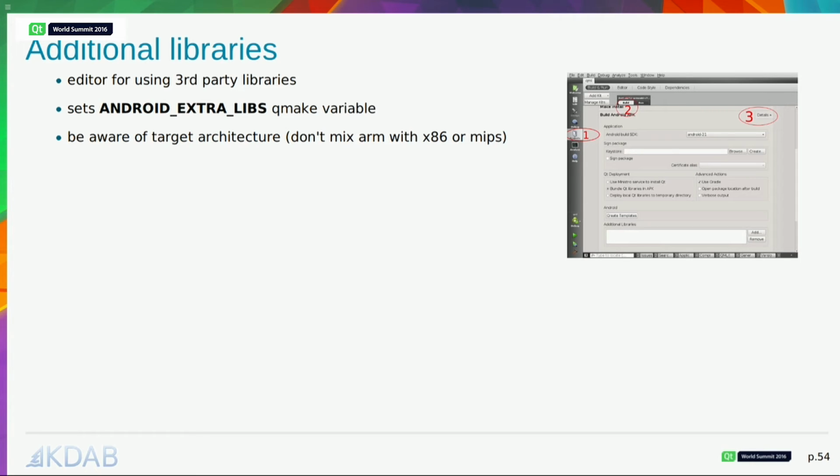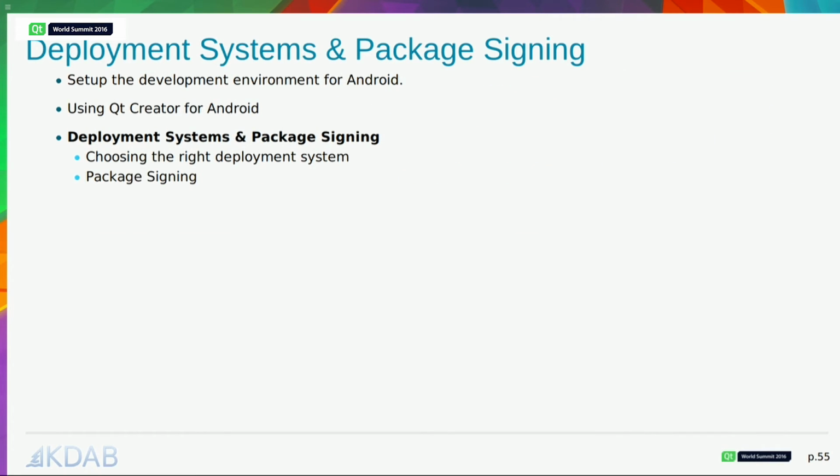And this editor actually just sets the Android extra libs variable in your project files. Be aware, don't mix architectures. An x86 library will never run on ARM phones. So you need to build that third-party library for ARM and then add it here. These libraries are automatically loaded by all Qt applications, so you don't need to load them yourself.